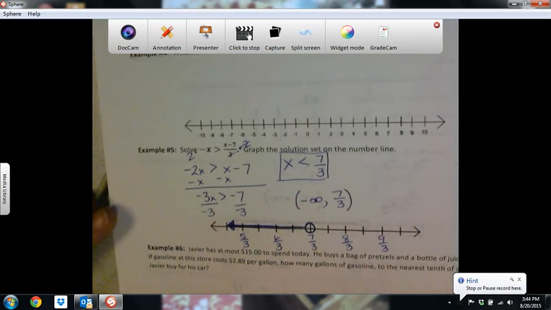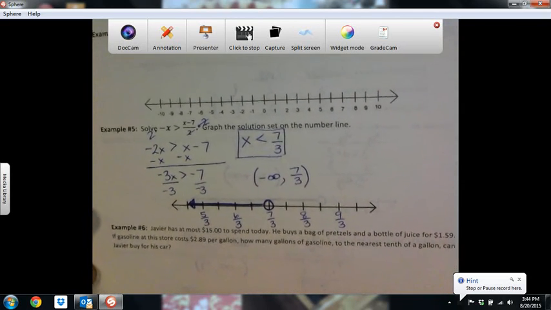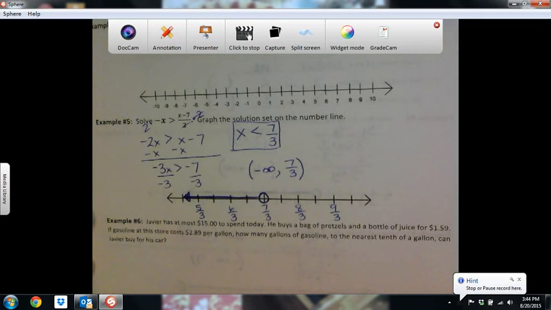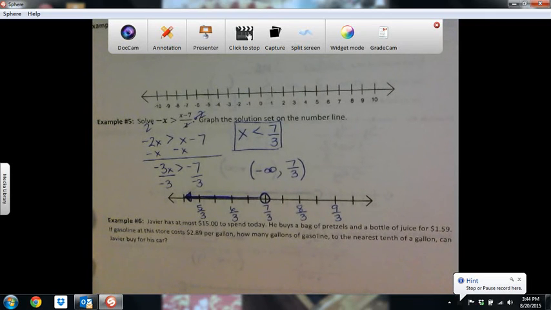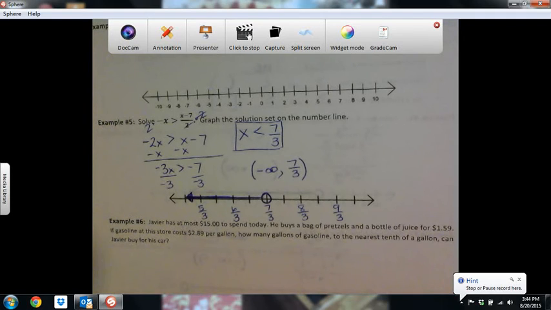Close the parenthesis. We're going to look at example 6 together in class, so there's no need to do that problem now. If you choose to try that problem on your own, you're more than welcome to do so.